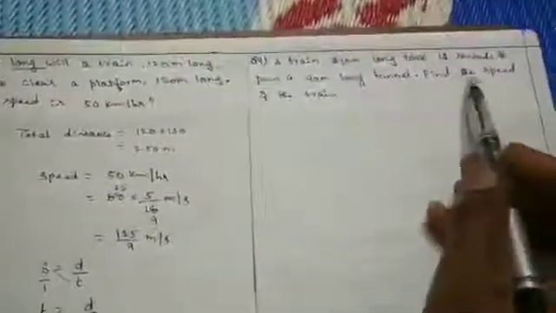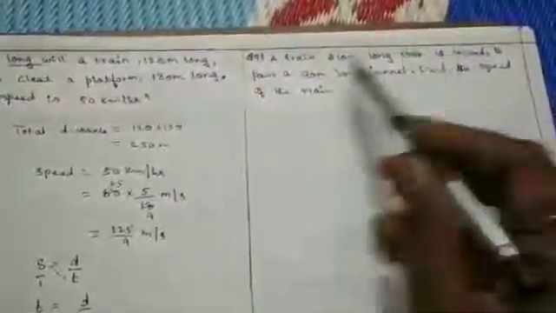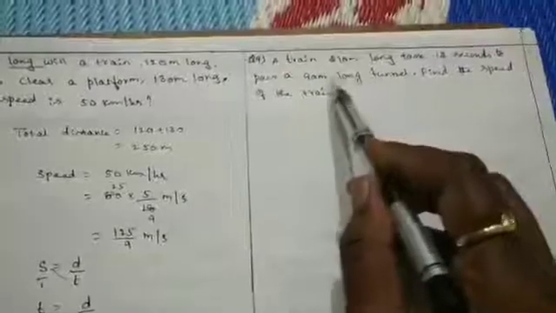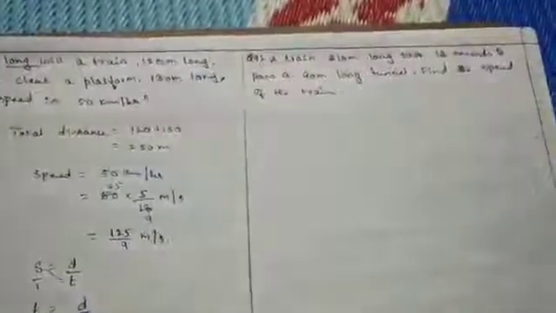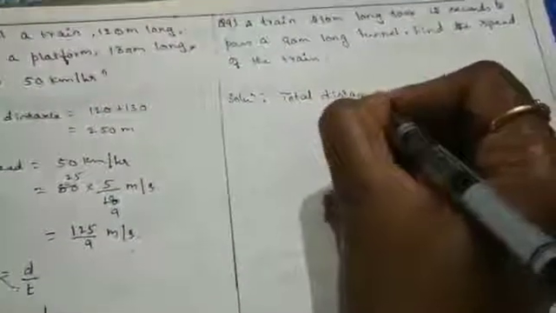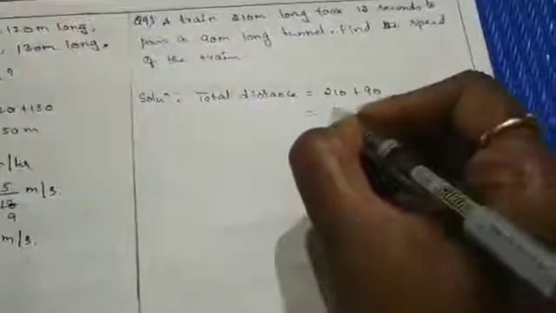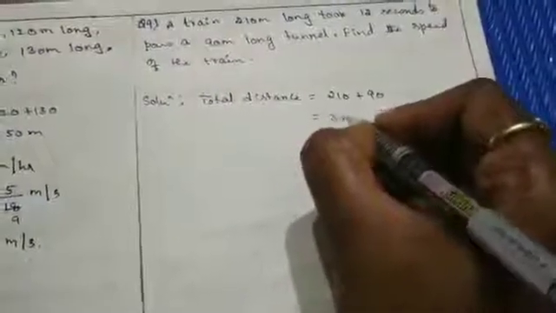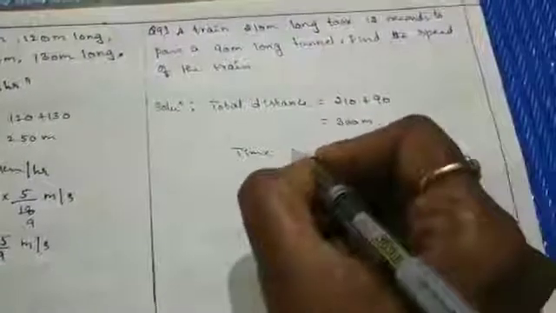Distance, what will you take? You should add up, because it takes 12 seconds to cross the 90 meter long tunnel. So total distance you should add these two. Time is given. Then use the speed formula. So total distance equal to 210 plus 90, which equals 300 meter. And time taken, time is given, which is in seconds, which is 12 seconds.